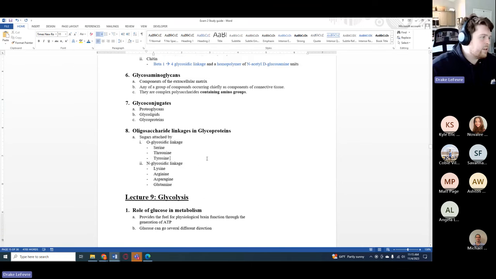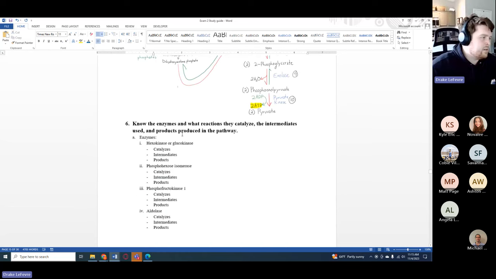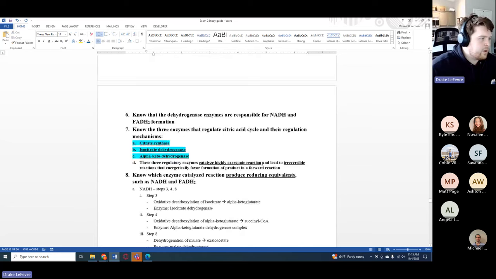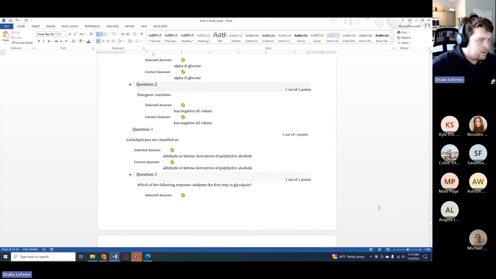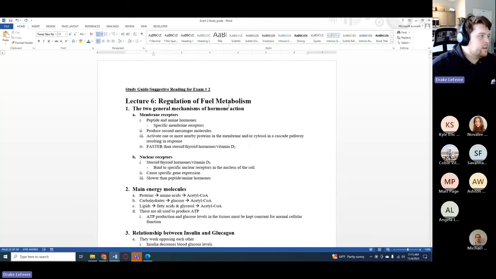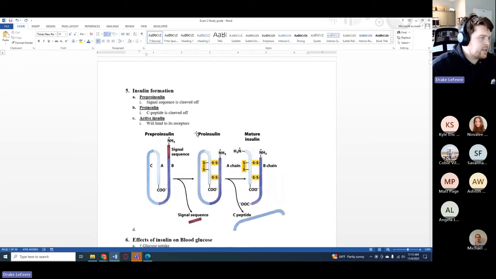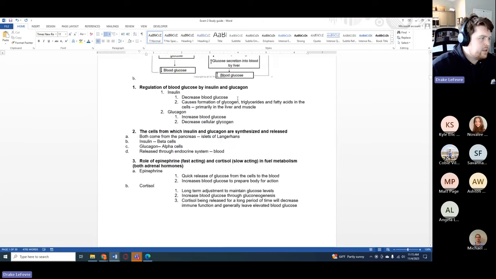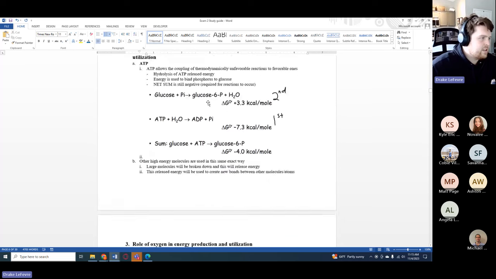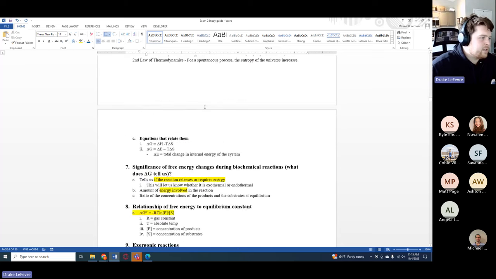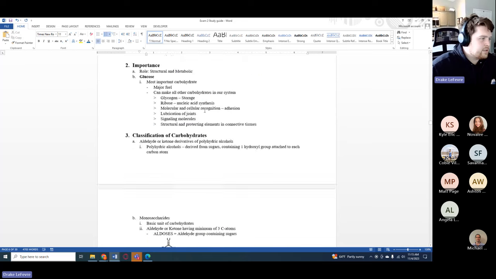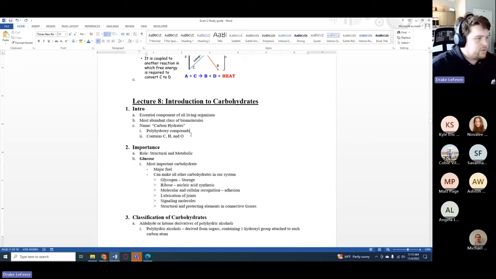So I would start with lecture 9 and lecture 10. Make sure you have a really good solid footing on both of those. And then make sure you have a solid footing on lecture 6, all through here, the glycogen, the glucagon, and the insulin type stuff. And then lecture 7, the bioenergetics and carbohydrates, I would put those more towards the end of the studying, where if you miss some of that or don't get there before Monday, it's not the end of the world.